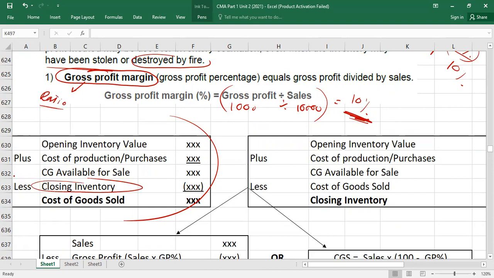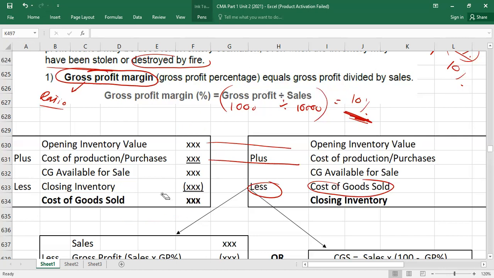Closing inventory we want to estimate. And I will reverse the equation. What I can do, I can take the same opening inventory, same purchases, and instead of closing inventory, now I will deduct cost of goods sold. I will get what? Closing inventory. What I have done actually, I just changed the place. I will put closing inventory here and cost of goods sold.